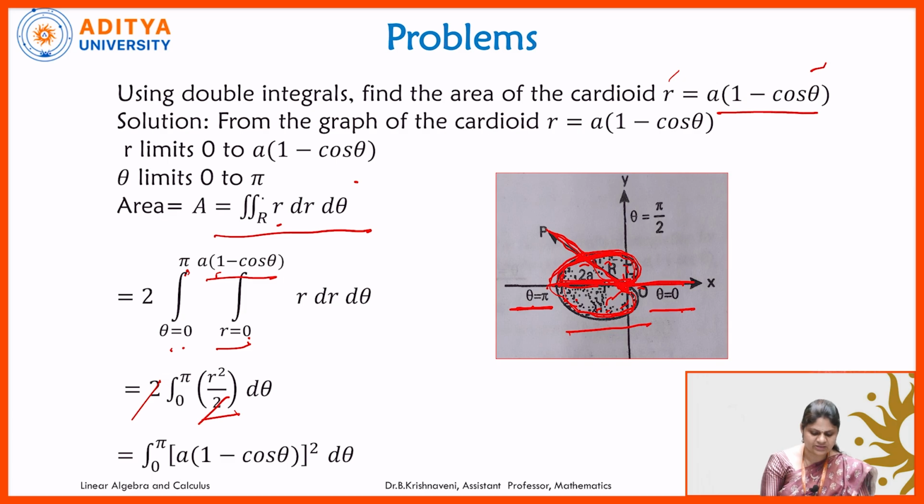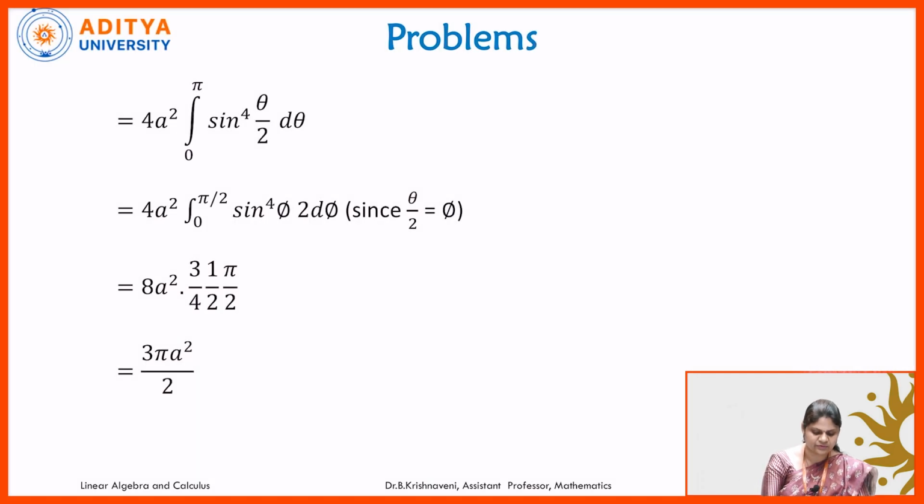So r square is a into 1 minus cos theta whole square d theta. Simplify and do integration with respect to theta. So then we are getting 4a square integral 0 to pi sin power 4 theta by 2 d theta, which is equal to 4a square integral 0 to pi by 2 sine power 4 phi d phi, taking theta by 2 as phi.